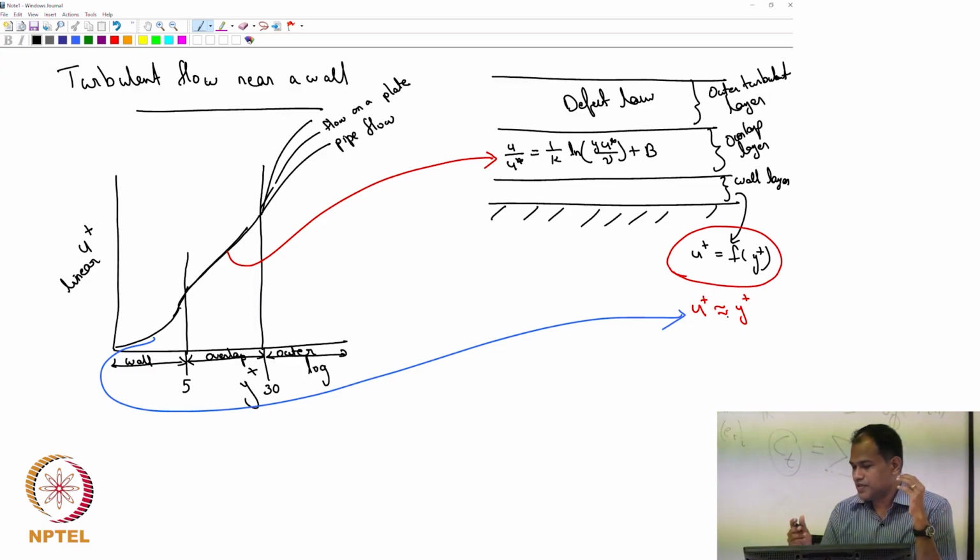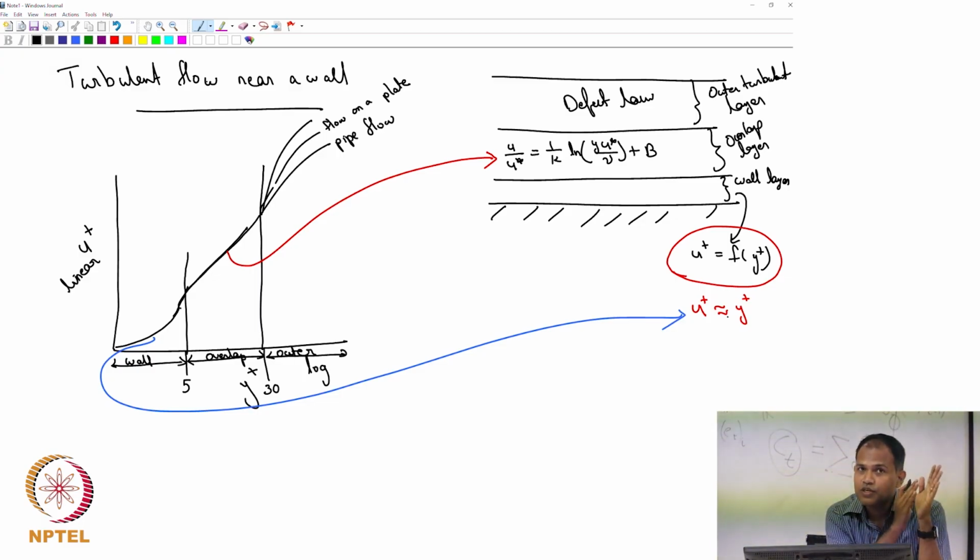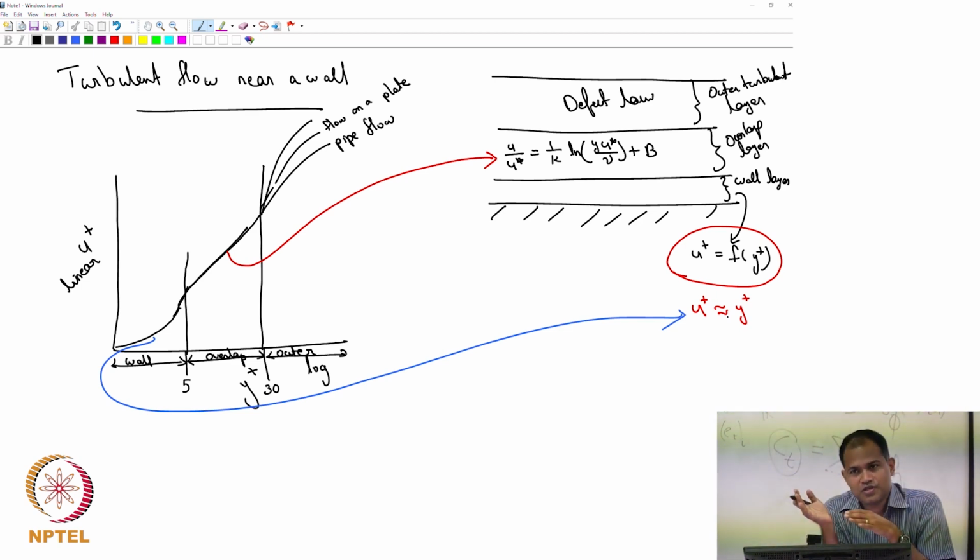u plus equals y plus holds for y plus between 0 and 5. In that region, approximately u plus is y plus. The only thing we derived was that u plus is a function of y plus. We did not know more. Now I am saying that experiments show u plus is equal to y plus. We did not show u plus equals y plus; we derived u plus as a function of y plus.